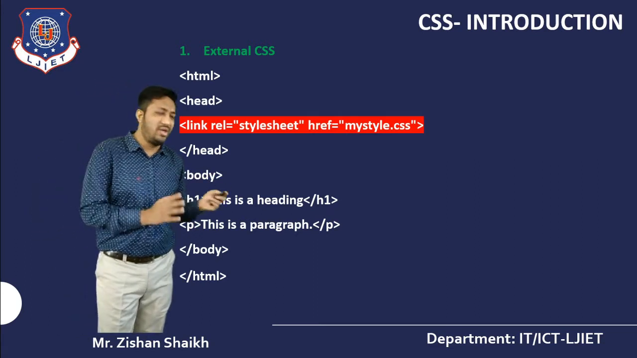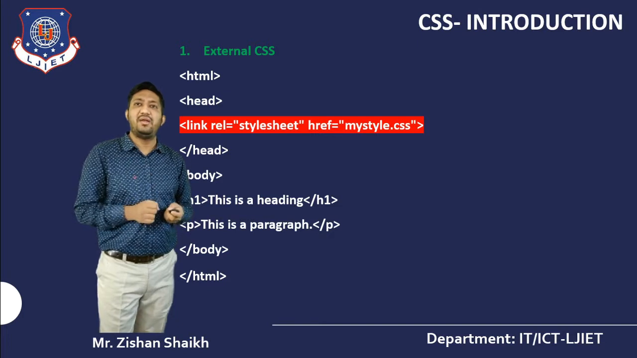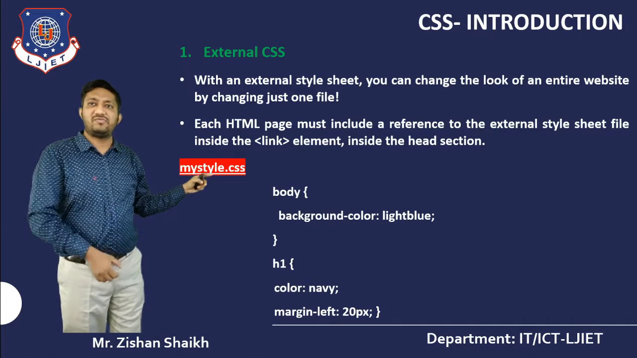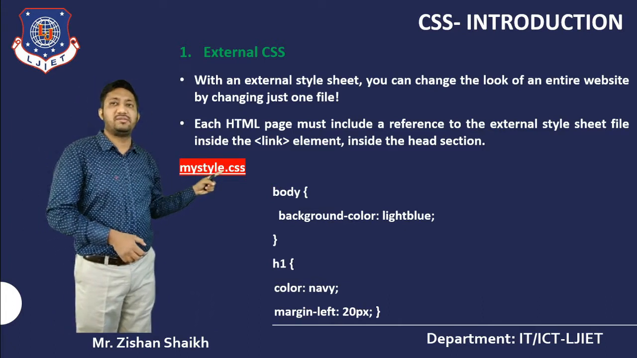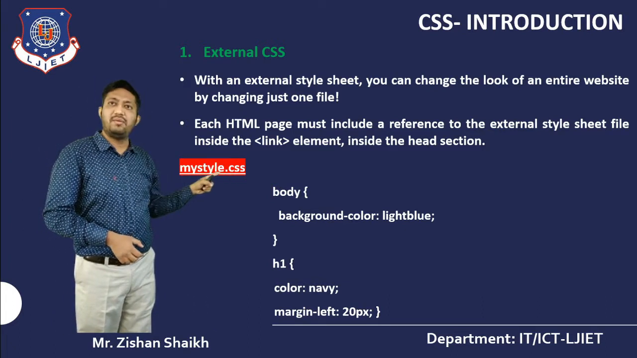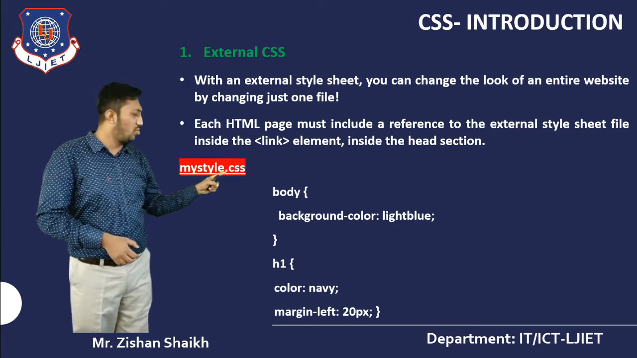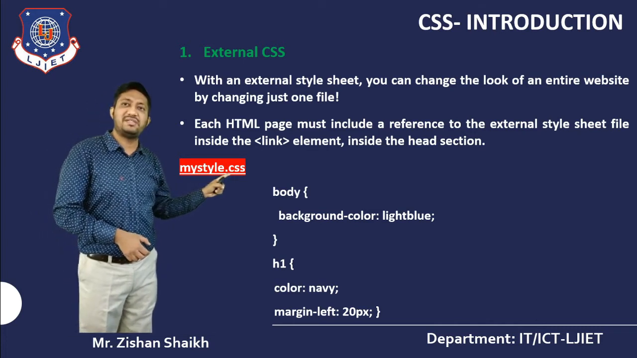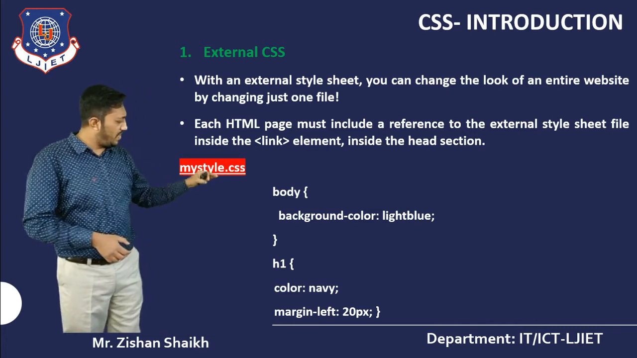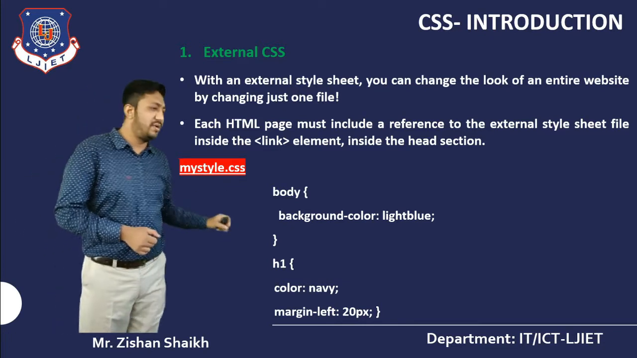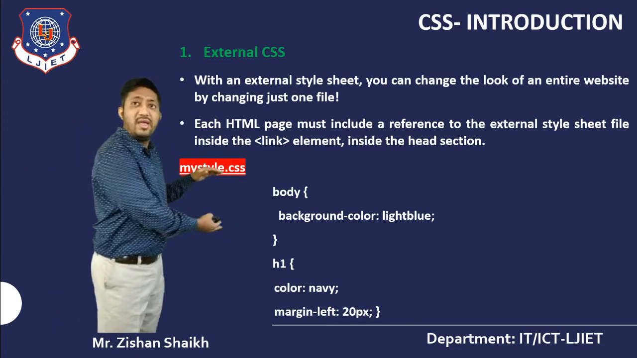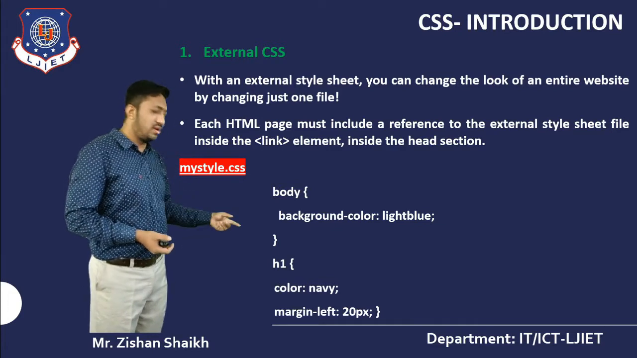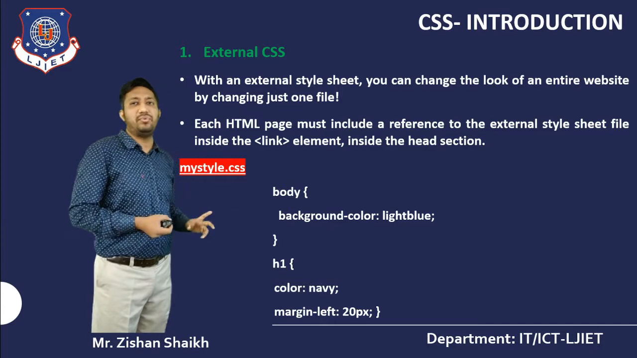So what I'm doing here is preparing my CSS file as an external CSS. This is my mystyle.css. My file will be stored with a .css extension: mystyle is my file name and .css is the CSS extension. In it I'm writing the CSS properties. So how can we write? This is my element selector. Here my element name is body. In the block I am writing background color is light blue.